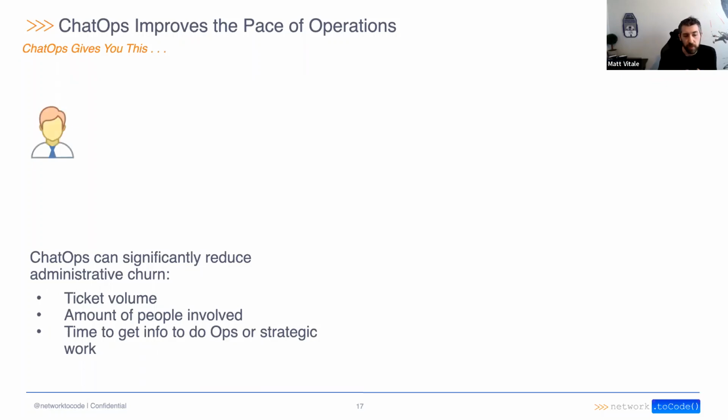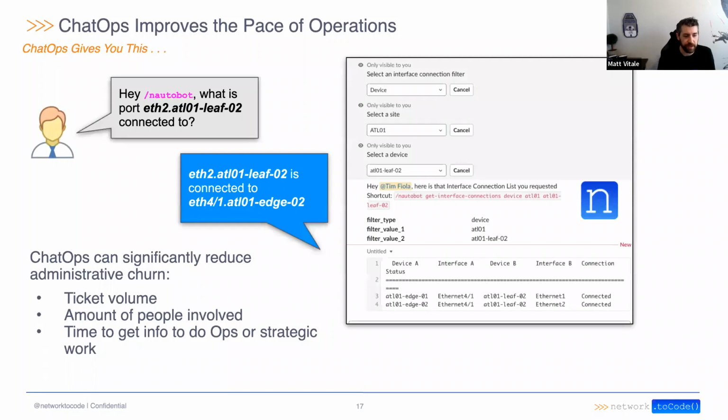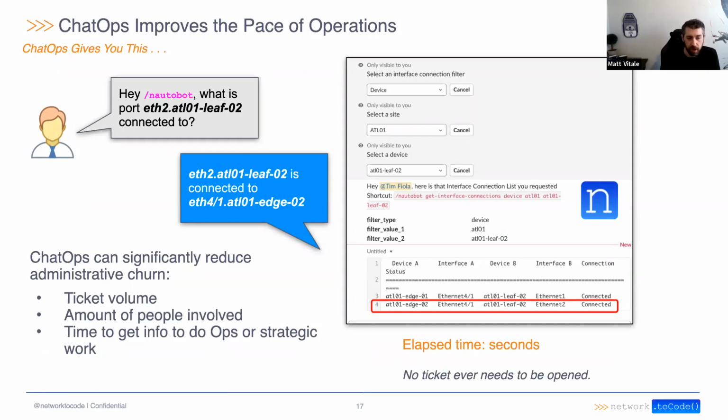In this example, we have a user from the networking department needing to know what is connected to port Ethernet 2 on switch ATL01-Leaf02. They can run a simple ChatOps command to pull this information from a source of truth tool such as Nautobot. We can see here the specific information the user needed from the table output. Overall, the elapsed time it took to look up this information is mere seconds. No ticket was needed, no other teams needed to be contacted, and the lookup was done automatically in the background.